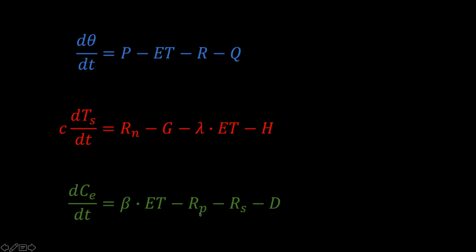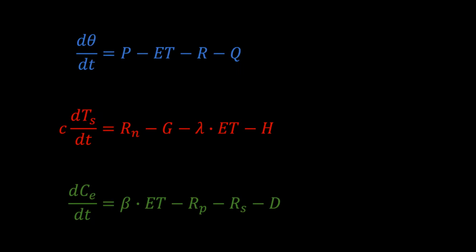On the output side of the ledger, we have respiration from plants, we have respiration from the soil environment, and we have loss of carbon through dissolved fluxes, carbon that dissolves into soil water, percolates down and is lost from our system. So those are our three budget equations for water, energy, and carbon.